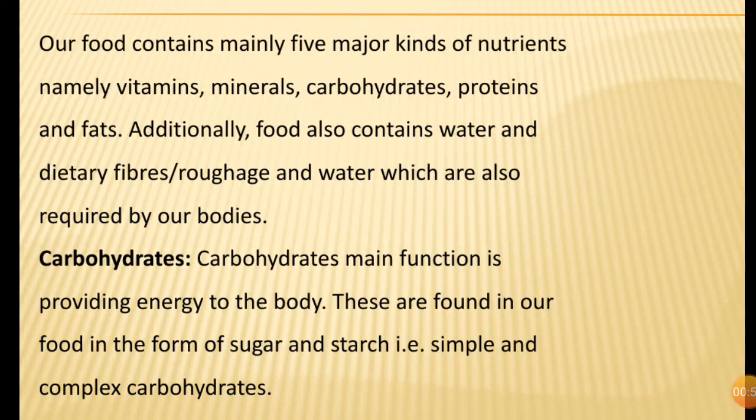Our food contains mainly 5 major kinds of nutrients, namely vitamins, minerals, carbohydrates, proteins, and fats. Additionally, food also contains water and dietary fibers or refuse, which are also required by our bodies.